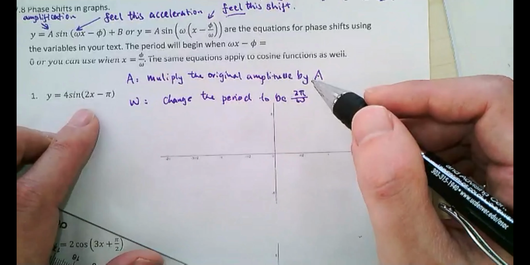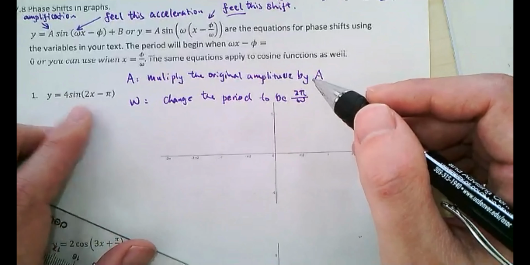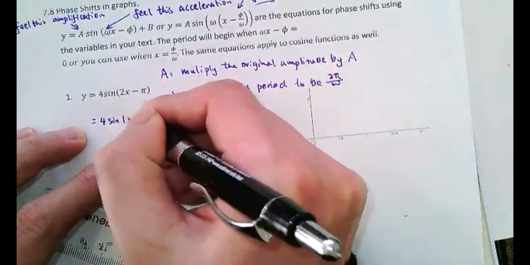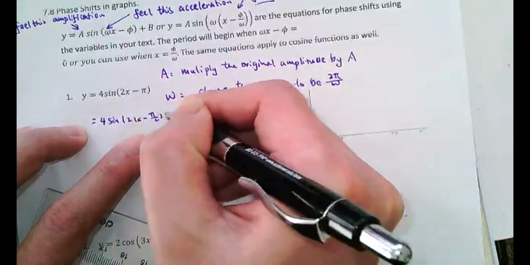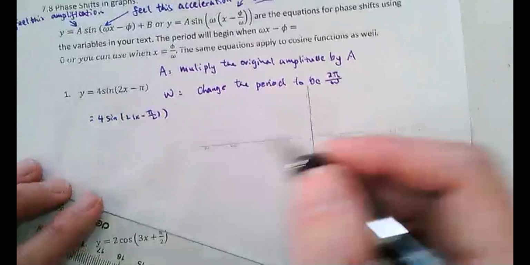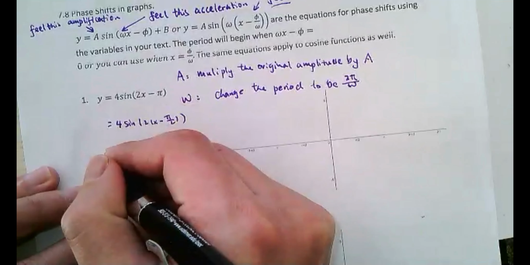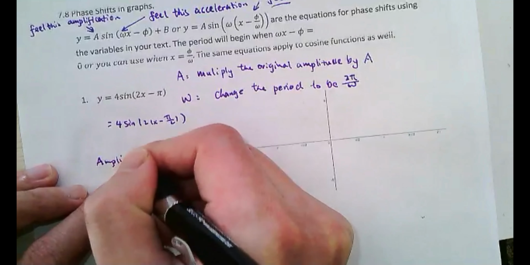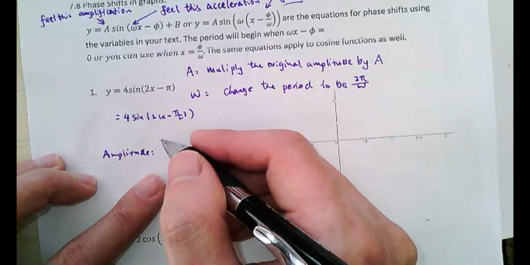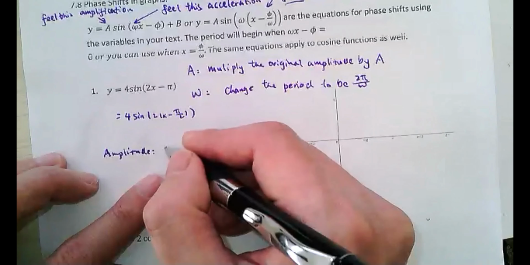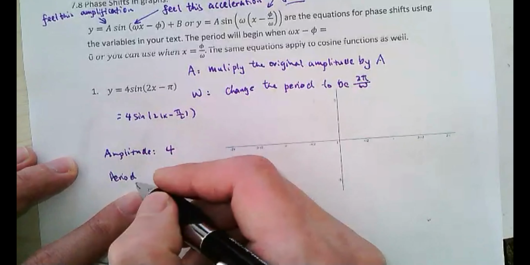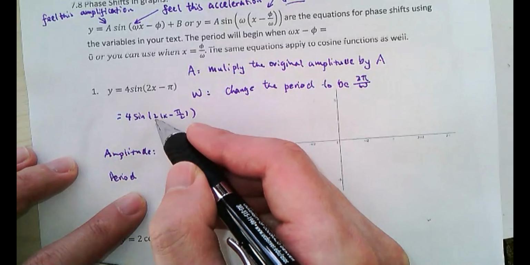We have this function. We drew the picture already. So we know this function is 4 times sine of 2x minus pi over 2. Can anyone tell me what's the new amplitude? Just say it, please. It'll be 4. Yes, great, it's 4. What's the new period? This is our omega, which is 2.